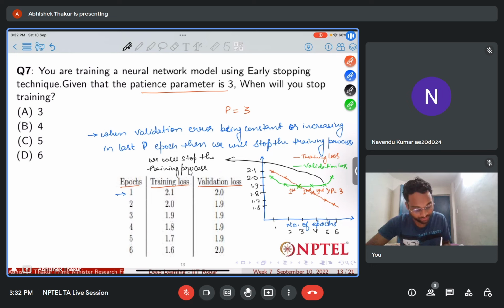Because for the continuous three epochs, the loss is either constant or increasing. So what is this epoch number? That is epoch number 5th. So the correct option is option C, that after epoch 5 we will stop our training. If you have any doubt, then you can ask. Let's move on to the next question.